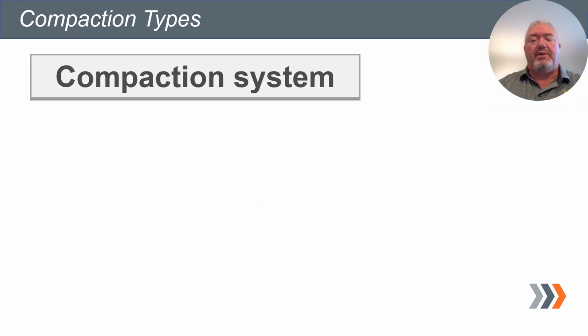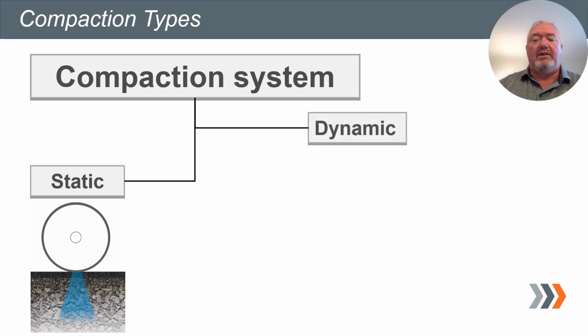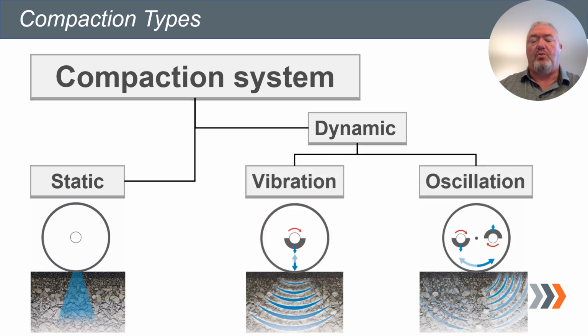So when we talk about the compaction system, it is really broken down into two different systems. One is just static, where it's just the static weight of the machine, and the other one's dynamic. And dynamic we can break into two different sections: one with vibration, and the other one is oscillation, and it's a mechanically induced way of getting compaction other than just using static weight.